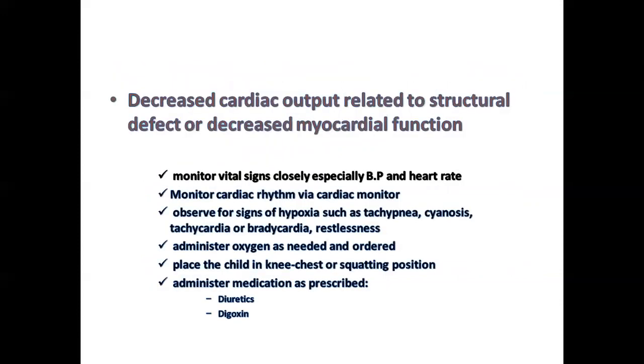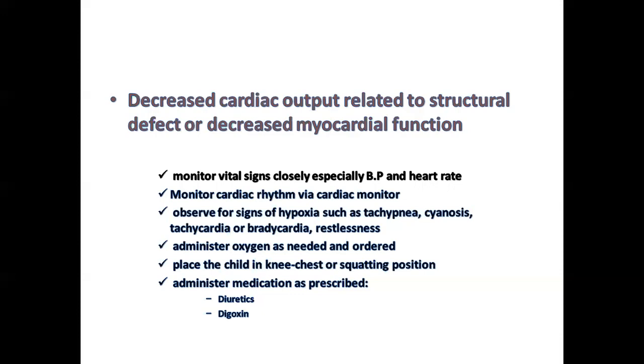The second one is decreased cardiac output related to structural defect or decreased myocardial functioning. The first one was impaired gas exchange; the second one is decreased cardiac output. Here, monitor vital signs closely, especially BP and heart rate. Then monitor cardiac rhythm via cardiac monitor. Observe for signs of hypoxia such as tachypnea, cyanosis, tachycardia or bradycardia, and restlessness.